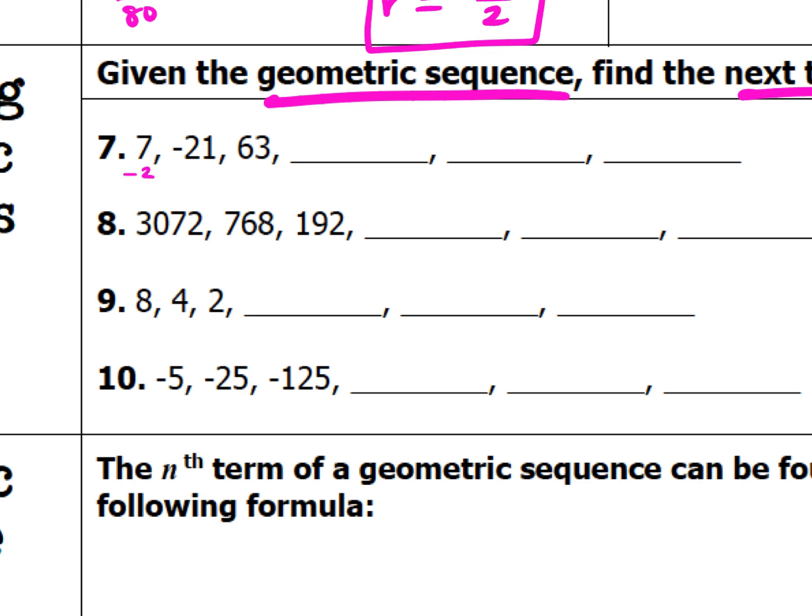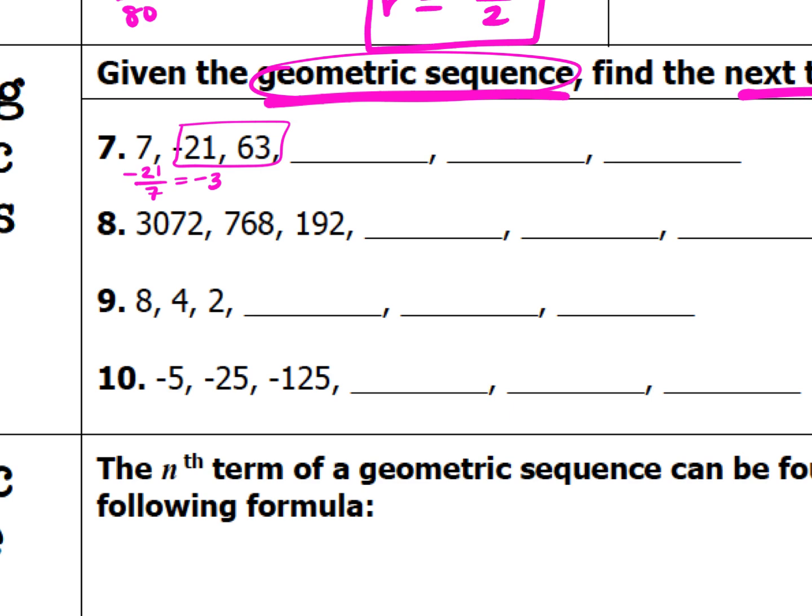You have to go negative 21 divided by 7 is a negative 3. The thing is, because they told you it's geometric, you don't have to do it with the next two. We know it's geometric. So once you've found it on these ones, you don't have to keep checking them unless it says, is it geometric? But it says, given the geometric sequence, so they're telling you it is.